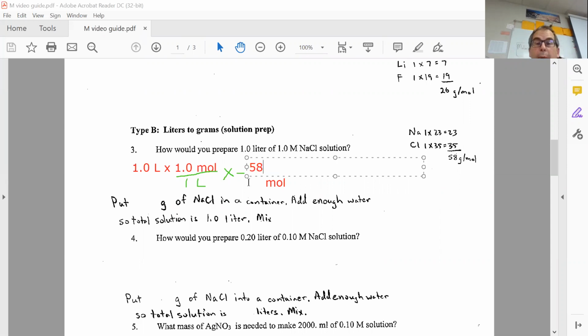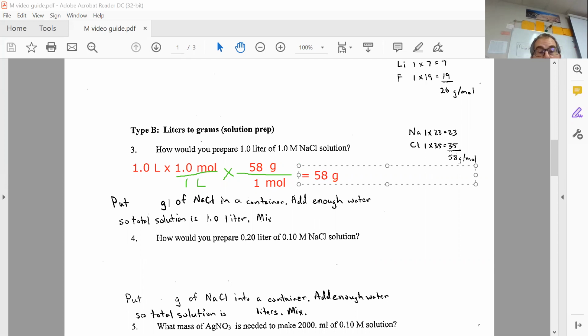And I think when we looked at the mole train, it said to multiply everything. So that is what we are going to do. So 1 liter times 1 mole per liter times 58 grams per 1 mole, and that's going to equal 58 grams. Now that's how much we need, but it really doesn't answer the question yet.